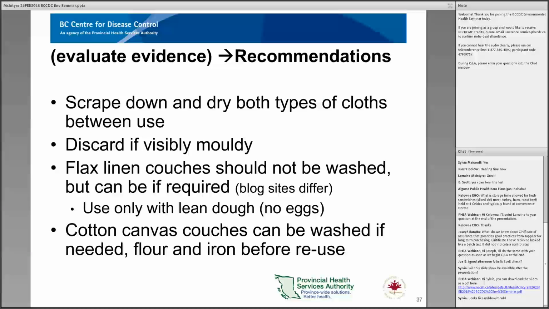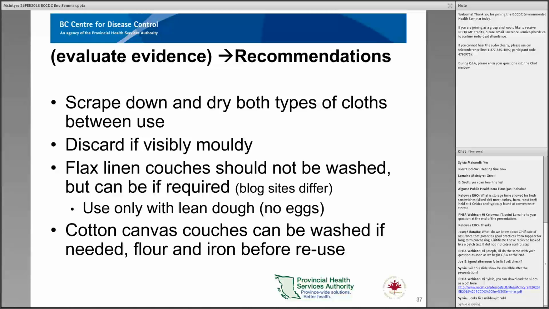So that's what we gave in our recommendations, was that after each use they should be scraped down and dried. Discard if they're visibly moldy. If they're a little bit dirty, it's not too bad. If they look really dirty and you can convince the operator to buy some new ones, terrific. But if they refuse, well, there really isn't a risk or hazard here.